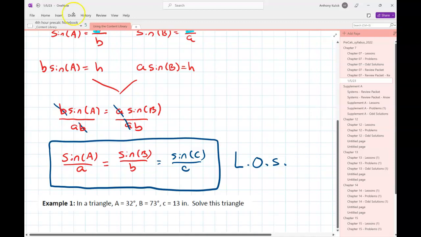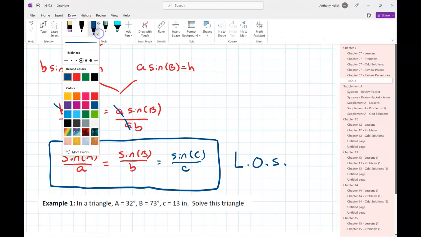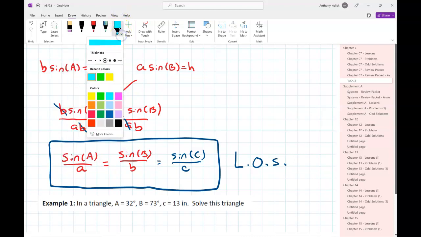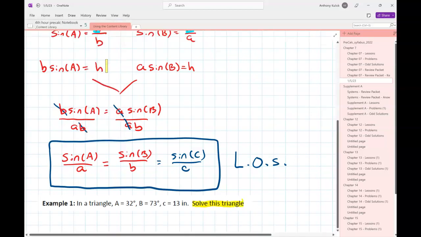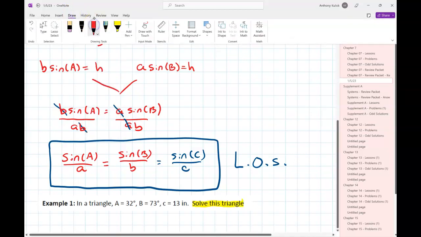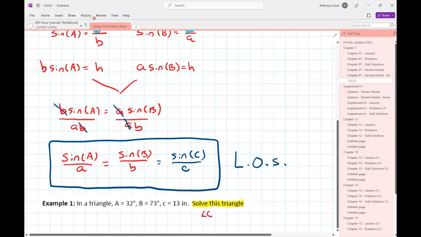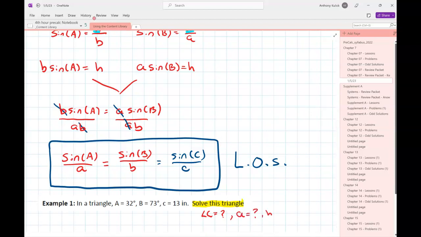So let's see how we use this law of sines now. It says in a triangle where angle A is 32 degrees, angle B is 73 degrees, and side C is 13 inches, asks us to solve the triangle. When I say solve the triangle, that means we need to find the values for the other unknown parts. So in this case, we're looking for angle C, side A, and side B. Those are the three things that were not given in the problem.